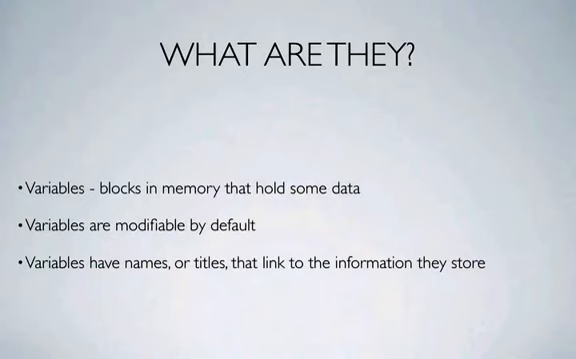Variables have names as declared by you, or titles, if you will, that are basically a direct link to the information they store. So instead of passing around the information itself, you can pass around the variable name. If the information stored in the variable happens to change, the variable name can still be passed around. So the use of the variable name is so that when the information the variable stores changes, you can still use that same name to pass around the information.